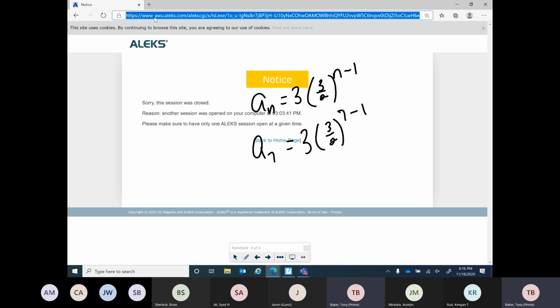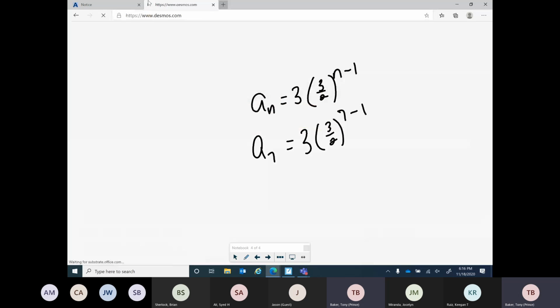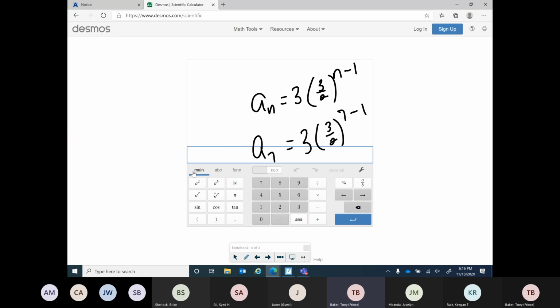we're going to use Desmos. So I'm going to do 3 times 3 over 2 to the 6th power. And then we just hit that little fraction button, and I get it as a fraction. The code is the exact same every single class, so you could have gone to any link. So the answer for this one's going to be 2187 over 64.